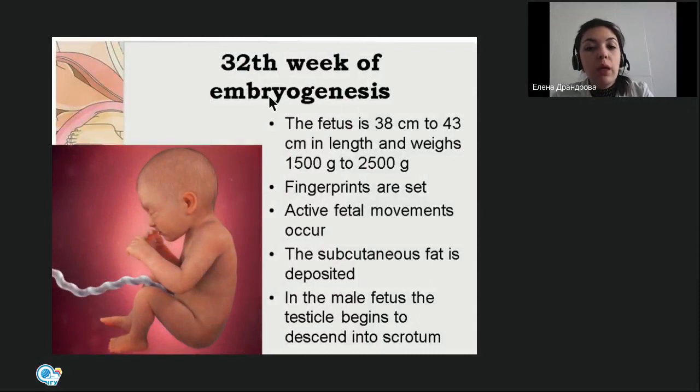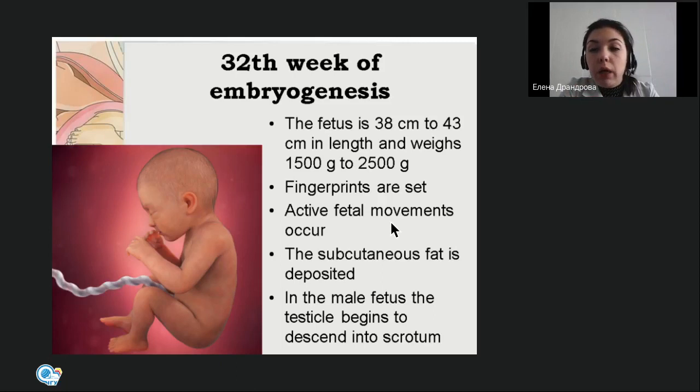32nd week of embryogenesis. At this time, the fetus is 38 to 43 centimeters in length, and its weight is 1.5 to 2.5 kilos. Fingerprints are set and active fetal movements occur. Actually, a pregnant woman starts feeling movements of the fetus from the 20th week, but they are not very active. They are hardly felt. But on the 32nd week, they are felt very easily. Sometimes a woman even feels pain when the fetus beats with his hand or with his leg. Yes, pushes. And sometimes it's even very painful for the pregnant woman.